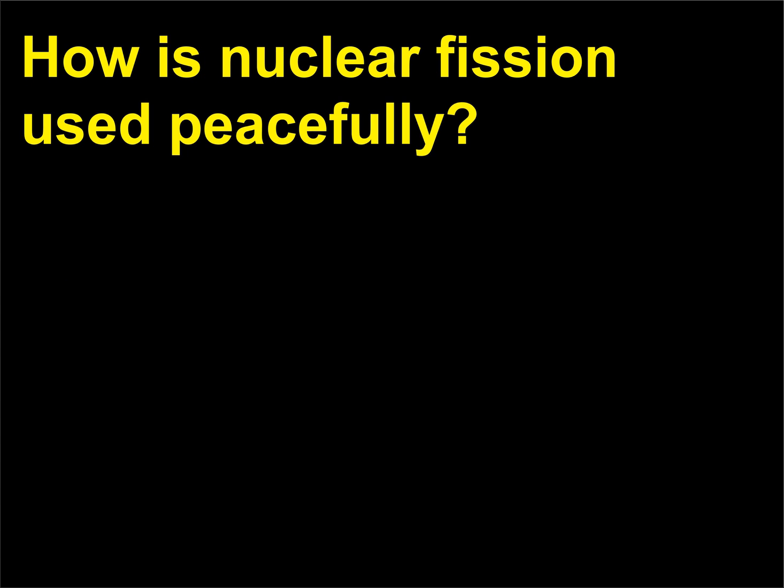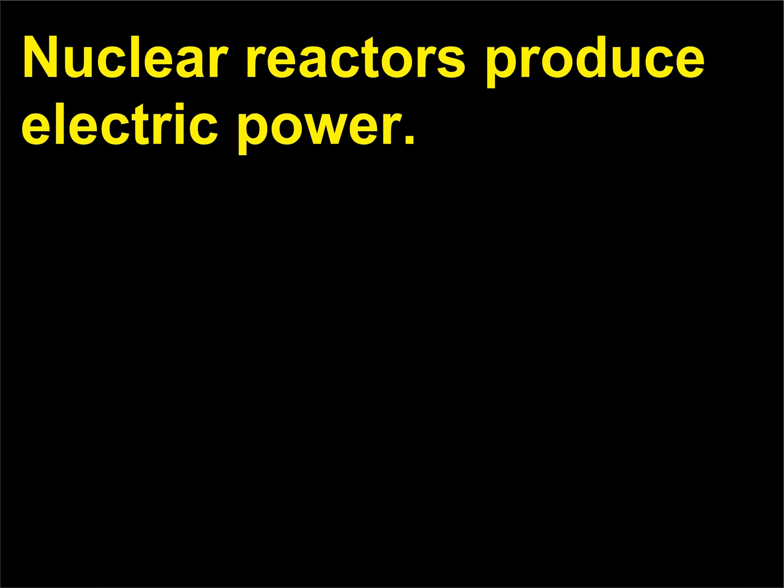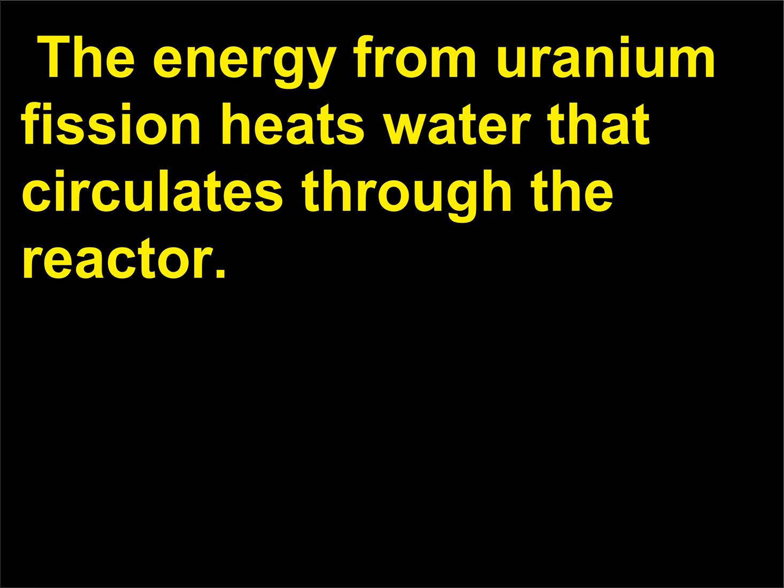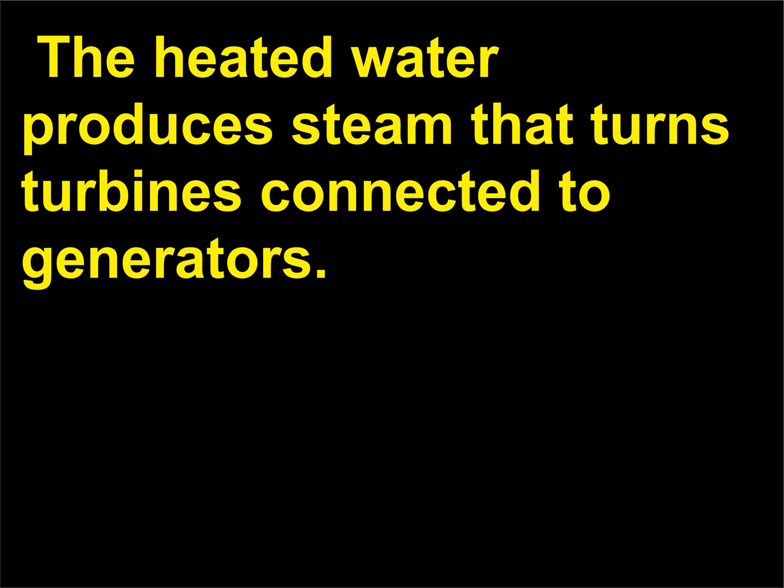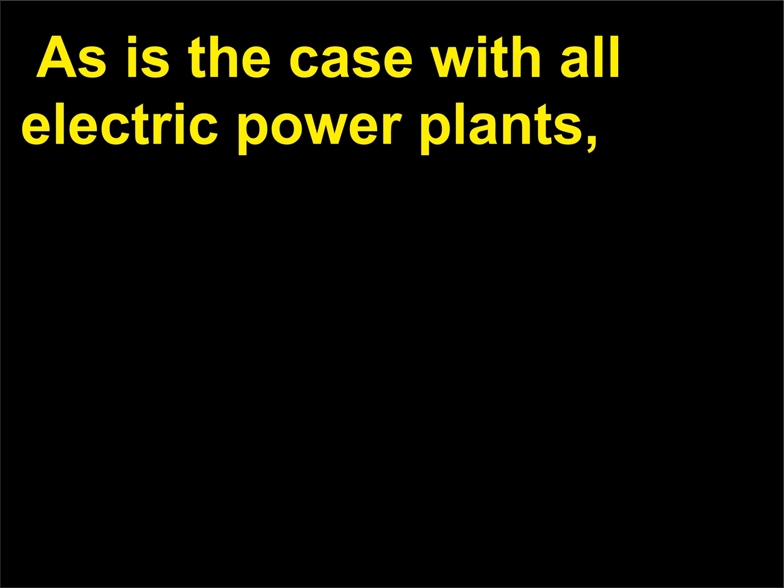How is nuclear fission used peacefully? Nuclear reactors produce electric power. The energy from uranium fission heats water that circulates through the reactor. The heated water produces steam that turns turbines connected to generators, as is the case with all electric power plants.